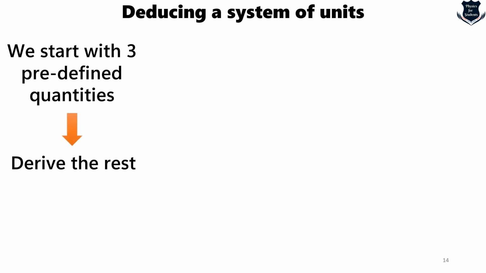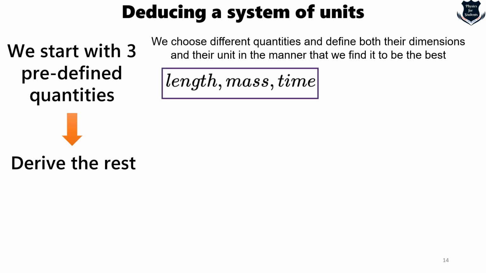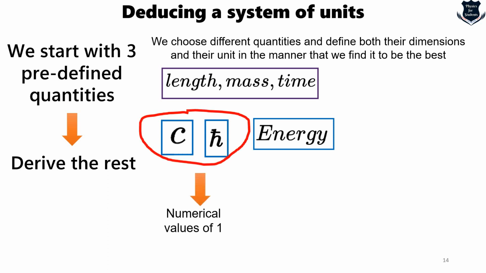Now the trick here is that we choose different quantities and define both their dimensions in the way that we find it. So for example, instead of starting with length, mass and time, here we start with c, h bar and energy. Now why are we doing this? We can make it a little bit different. So we take both c and h bar to have numerical values of 1. In other words, just as someone once took an arbitrary distance and called it a centimeter.